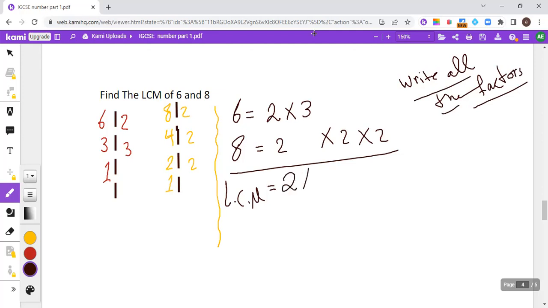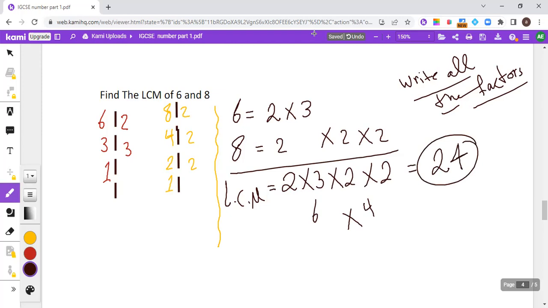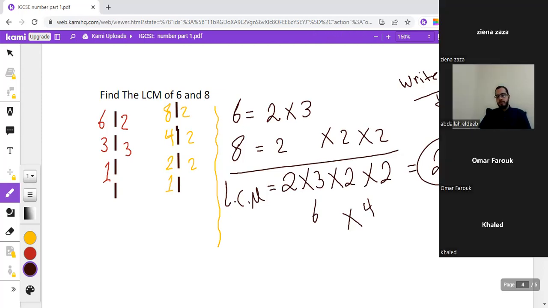So it will be 2 multiply 3 multiply 2 multiply 2. It means I write all the factors, okay? 2 multiply 3 is 6. 2 multiply 2 is 4. 6 multiply 4 is 24. So the LCM, the lowest common multiple of 6 and 8 is 24. Okay, you got it? Yes. Is it difficult? Not at all. Good.